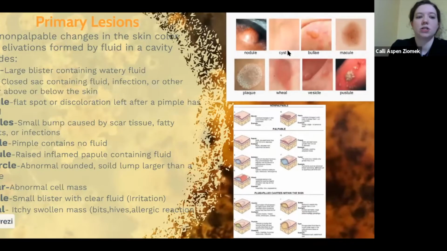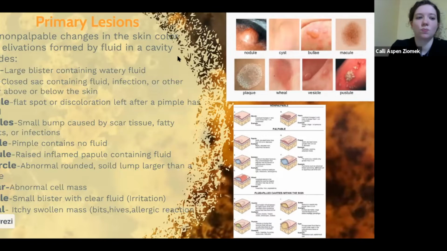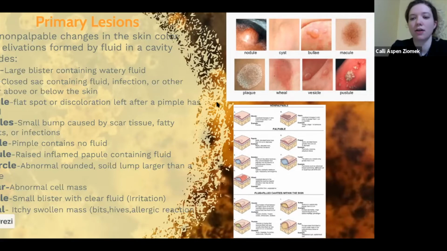Your primary lesions are flat, they're non-palpable, which means you can't really feel them in the skin. The changes in the skin will be color or by elevation formed by fluid in the cavities. So that's why you'll be able to see like the nodules or the plaque, that sort of thing. But it won't actually really change the underside of the skin.